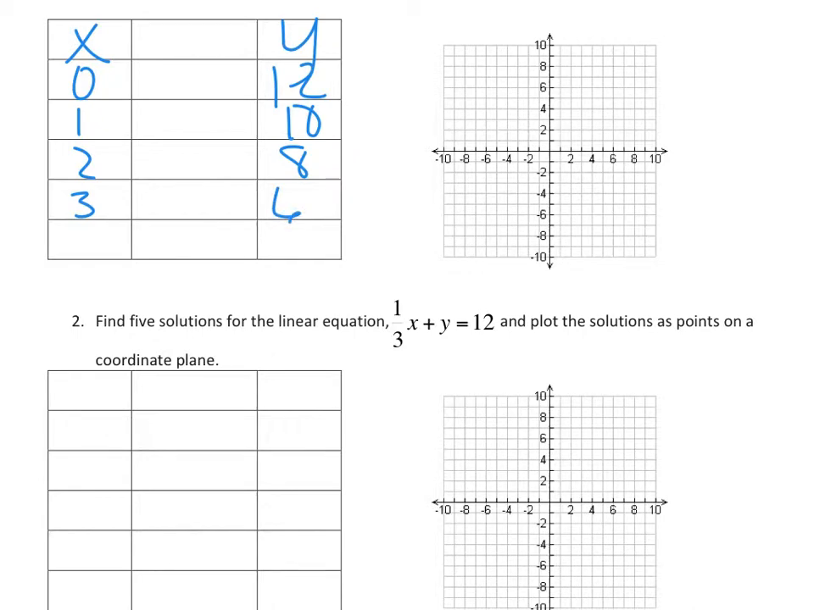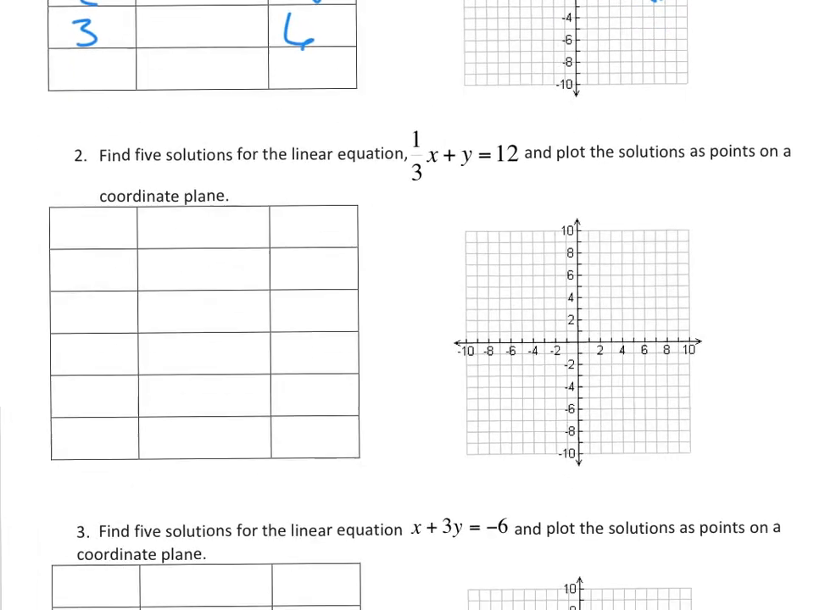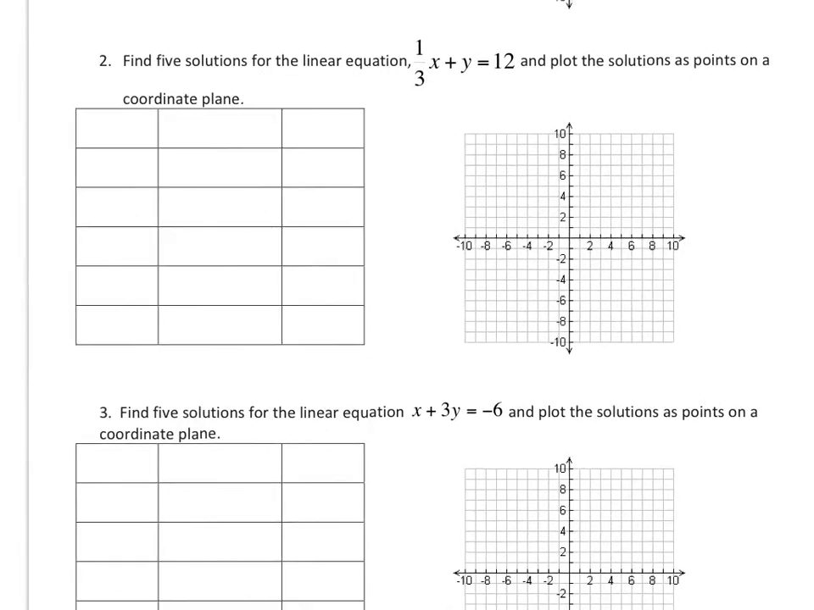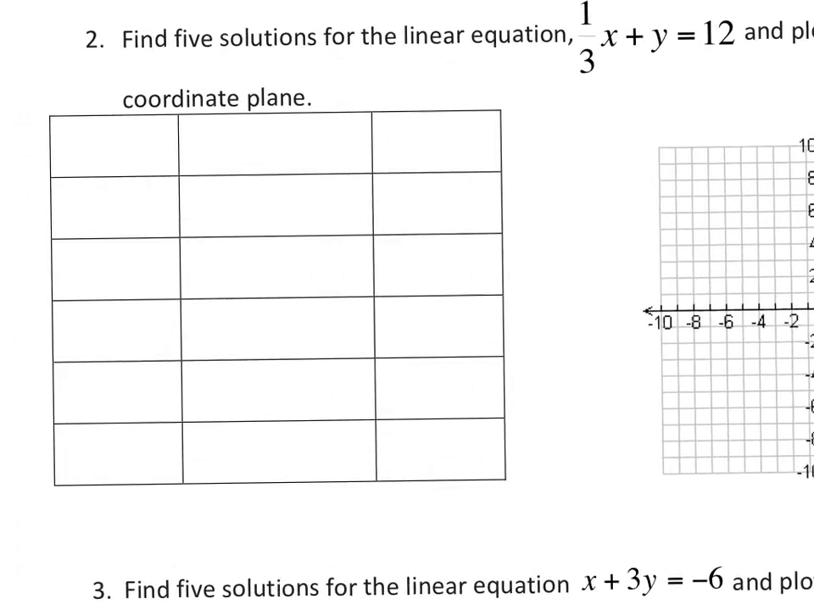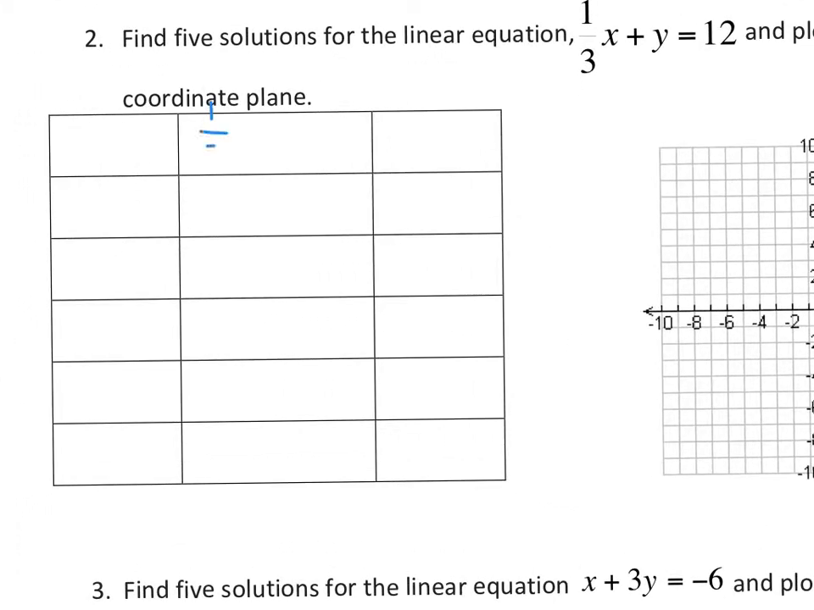And we're going to plot those points. 0 and 12 doesn't fit, so I'm going to start with 1 and 10, 2 and 8, 3 and 6, and I'm going to connect. Okay, so let's deal with one ugly fraction. So just what we talked about. We're going to pick numbers that only work nice with 1/3. So this is 1/3 x plus y equals 12.